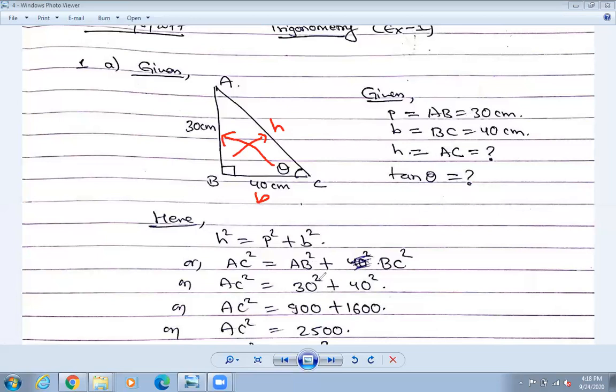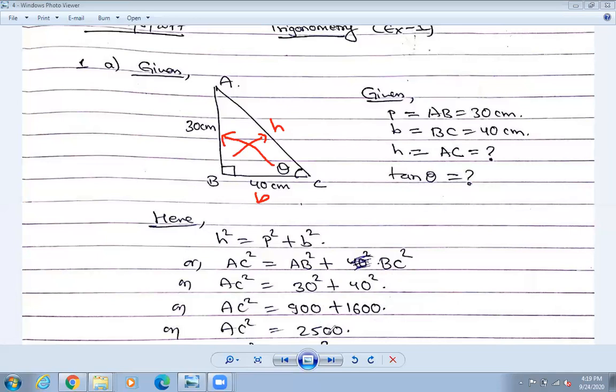30 square plus what is the value of BC? 40 square. So 30 square means how much? 3 square means 9. If there is 1 zero, make it 2 zeros. 4 square means 16. If there is 1 zero, make it 2 zeros. Okay, 1600. Then add these two numbers. So 900 plus 1600 becomes 2500.